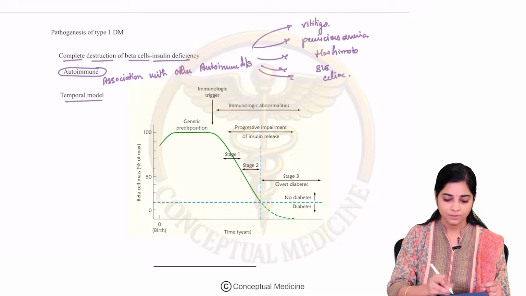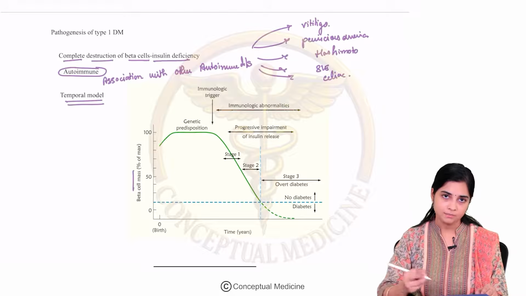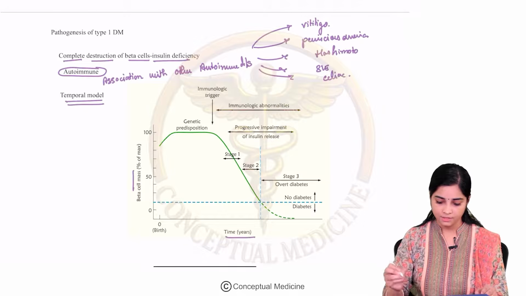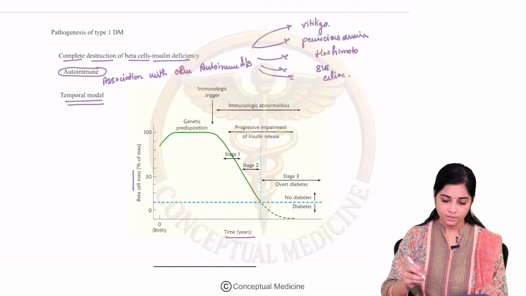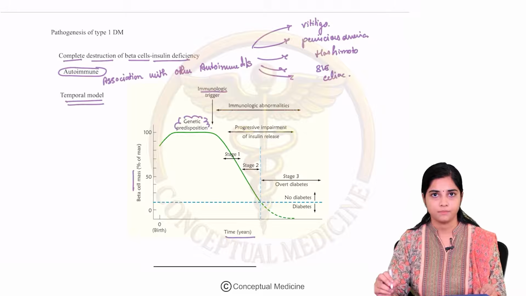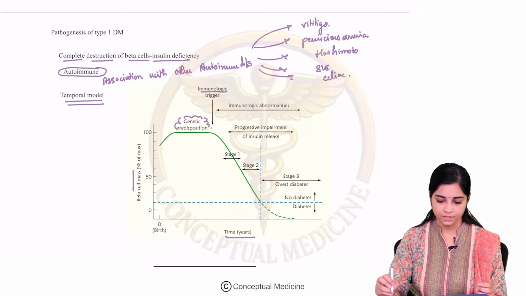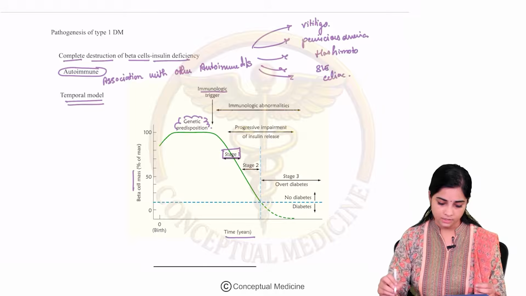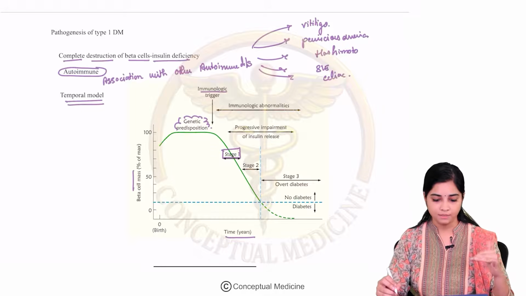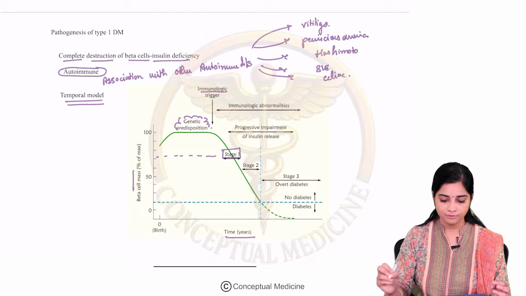Let us understand the temporal model of type 1 DM. This is your beta cell mass on the y-axis and the time in years on the x-axis. In a patient with a genetic predisposition, sometimes there is an immunologic trigger, and there is damage to your beta cells. It mainly goes through 3 stages. In stage 1, there is first damage to the beta cell mass. The amount of beta cell mass damage is less than 50%, so the preserved beta cell mass, as you can see, is more than 50%.